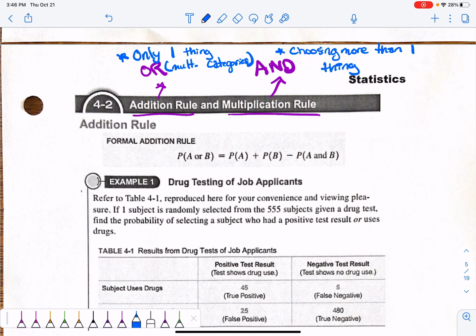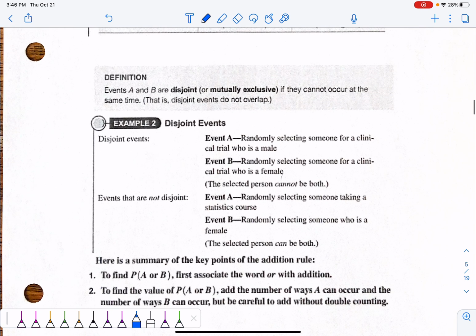So the addition rule is for the or statements. You're only choosing one. What you have to be careful of for the addition rule is whether you have mutually exclusive events. They use a different word for mutually exclusive that we've never used before, and they call it disjoint. So if you see that word, that just means mutually exclusive, okay? Or we have things that are inclusive; they call them disjoint and not disjoint.